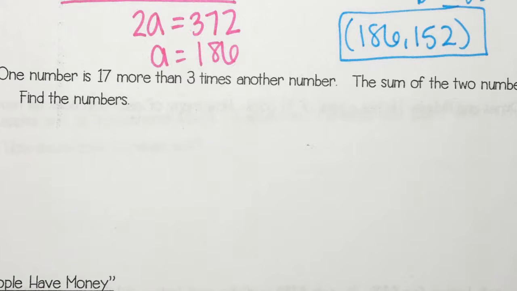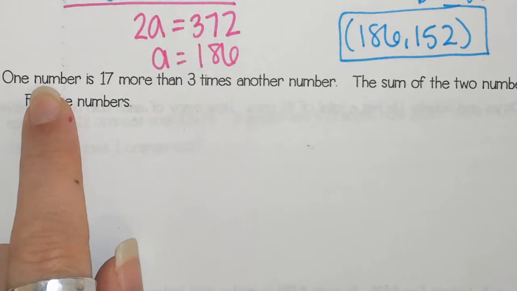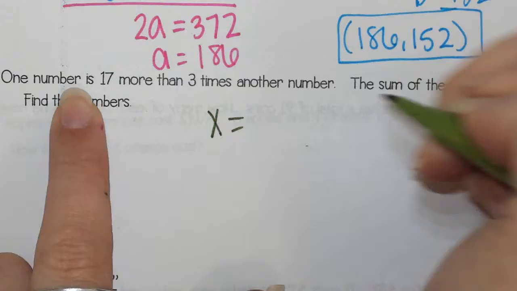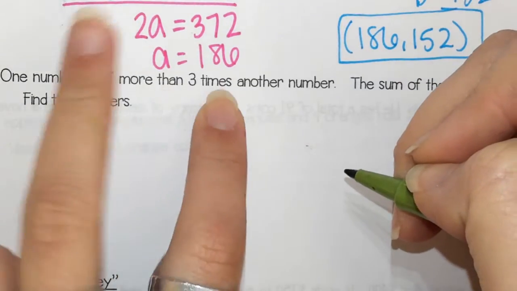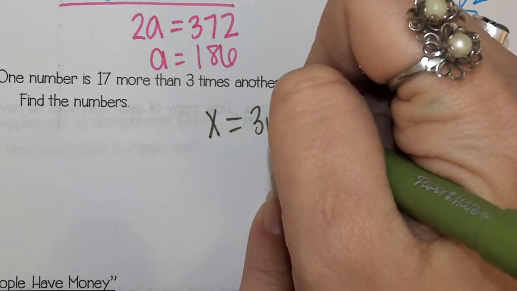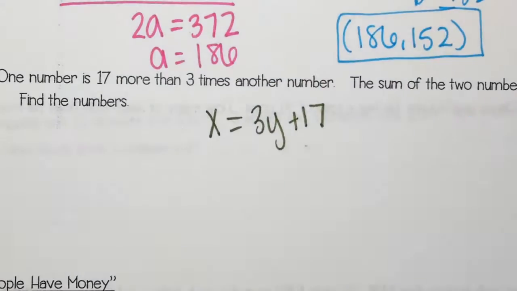This is throwing it back to the beginning of the year when we had to write equations with words. We ready? Alright, it says one number is. So if we don't know what that number is, what do we call it? And is means equals. 17 more than. Remember, more than flips it around. 3 times another number. So it would be 3y plus 17.